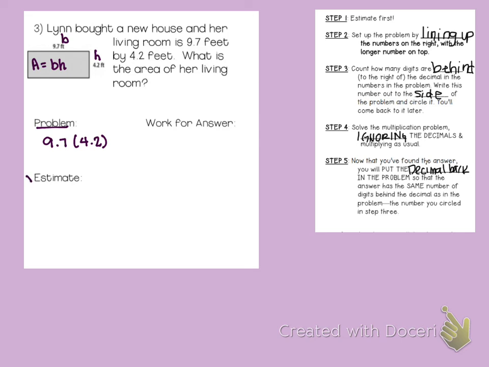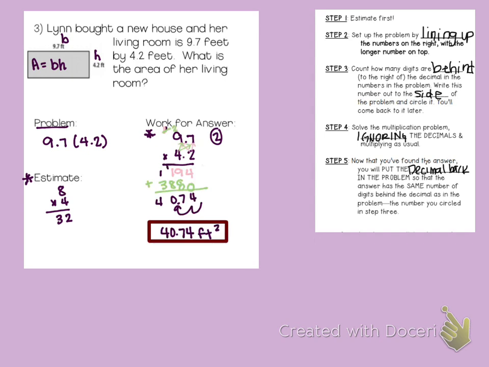Okay, so I want you to estimate first, and then I want you to solve your work for your problem. So press pause now, and then press play once you have finished. Okay, I estimated using an 8 and a 4, and so 8 times 4 is 32. And then you need to set up your problem, 9.7 times 4.2. Okay, how many numbers are to the right of the decimal? There are 2 numbers to the right of the decimal. Okay, so go ahead and press pause, solve this multiplication, and press play once you have finished. Okay, I got 40.74 feet squared, so that's very close to 32.